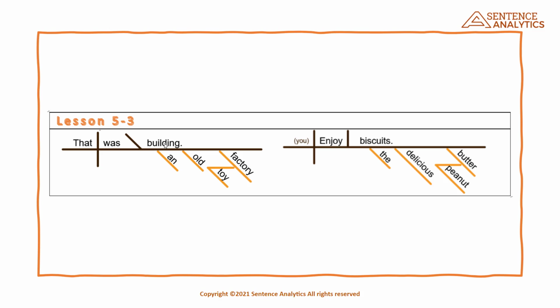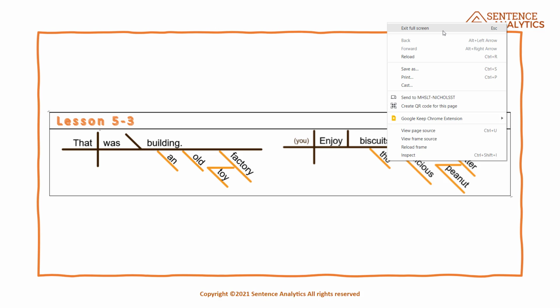That was subject verb, building, because was is a linking verb, slanty subject complement line, building is a predicate noun or predicate nominative, and then all of these do go under building, a building or an building, old building, factory building, but toy doesn't directly describe building, it describes factory, so it gets a little hook here. All right.